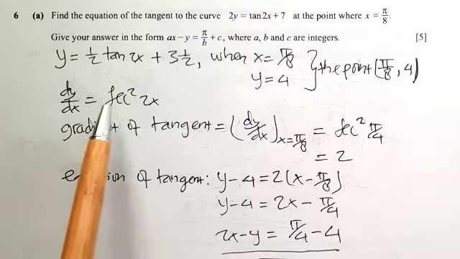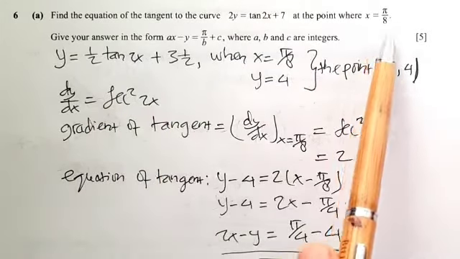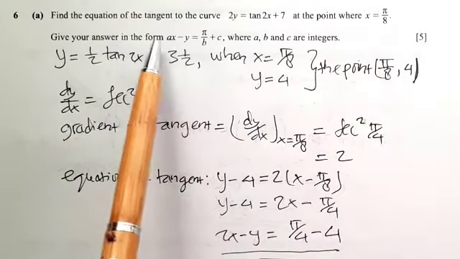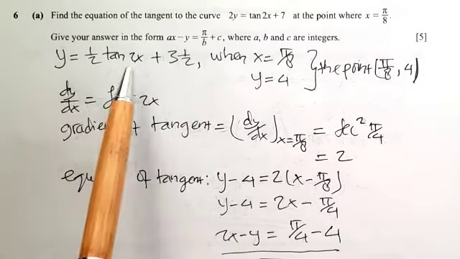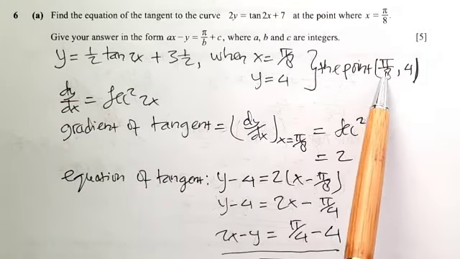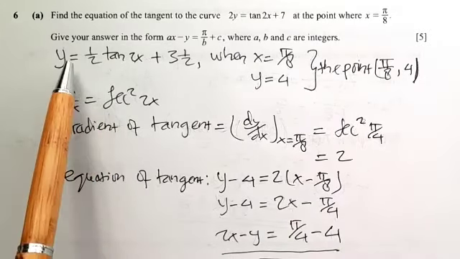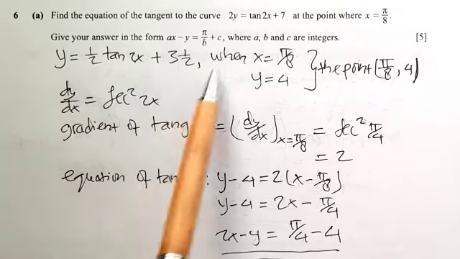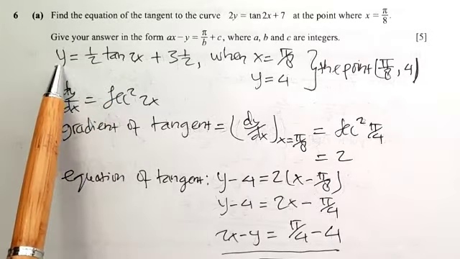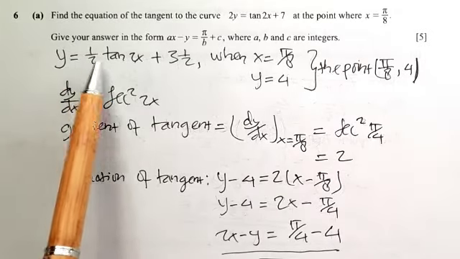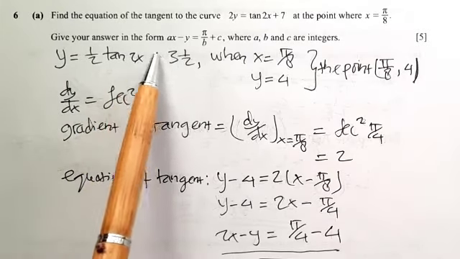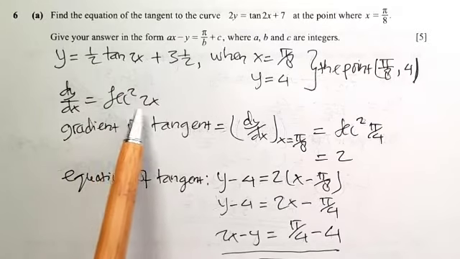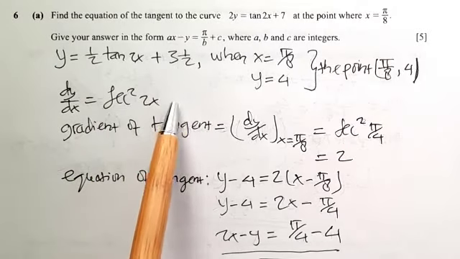Now the slope of the tangent line at this point is the first derivative of y with respect to x, with x substituted by pi over 8. Thus dy/dx equals half times secant squared 2x times the derivative of 2x, which is 2, so that equals secant squared 2x. The derivative of 3 and a half is 0.